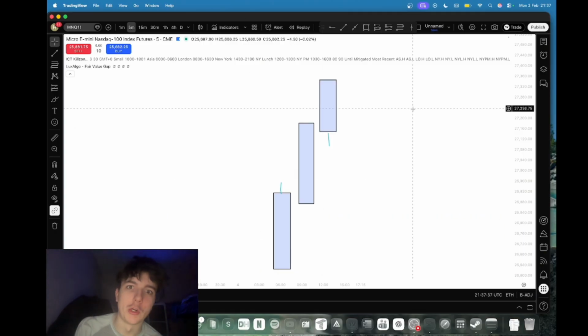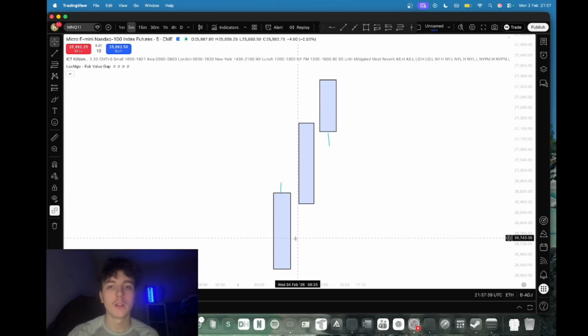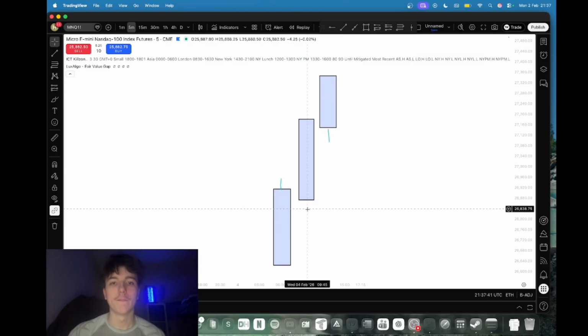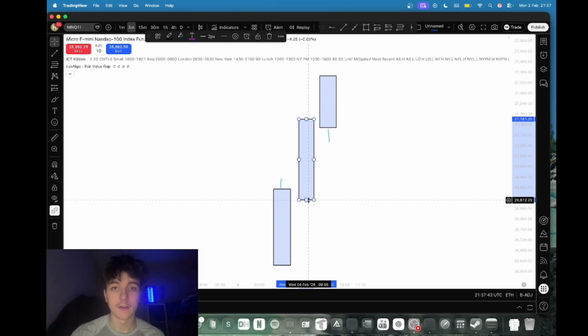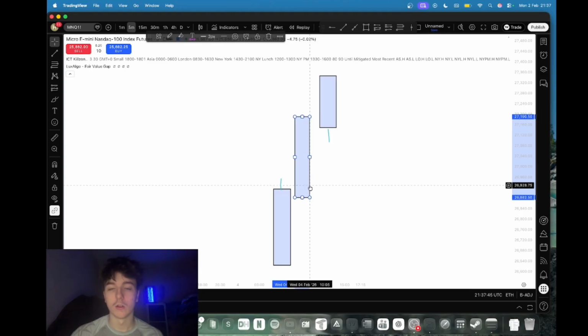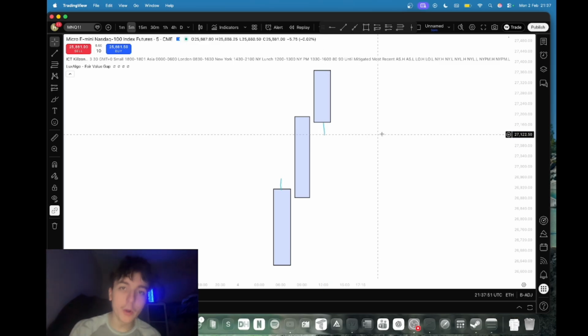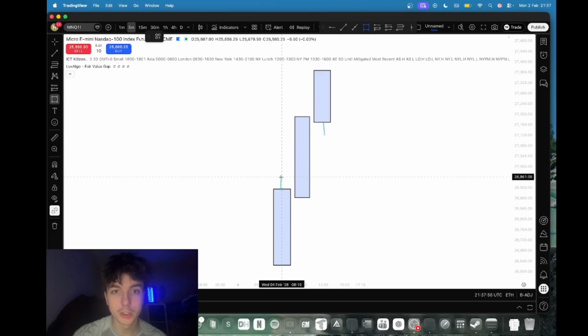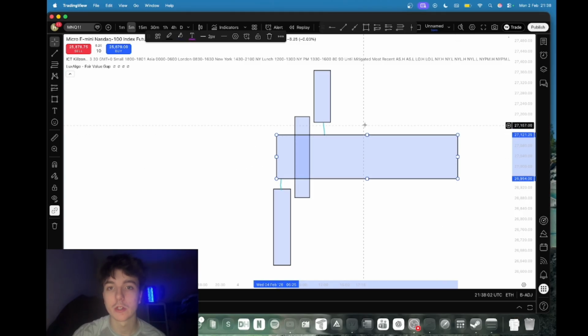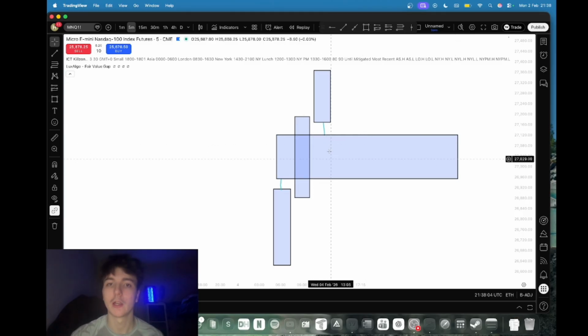Imagine we're in an uptrend and you see a 3 candle pattern just like this. The first candle, a big large second candle, and the third candle. What you'll notice about these 3 candles is that between the top of the first wick and the bottom of the third wick, there is a gap inside the body of the second candle. This is the fair value gap.